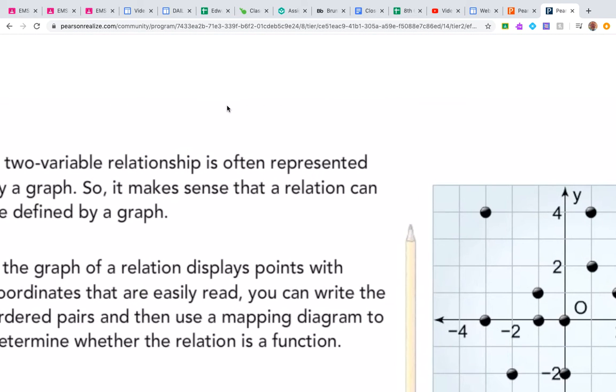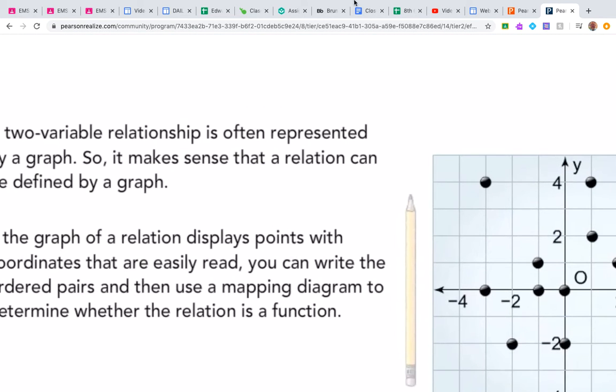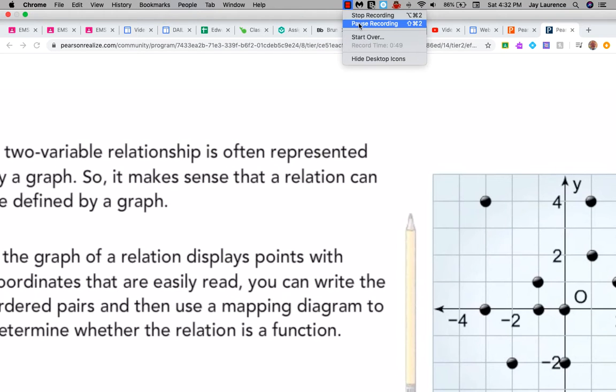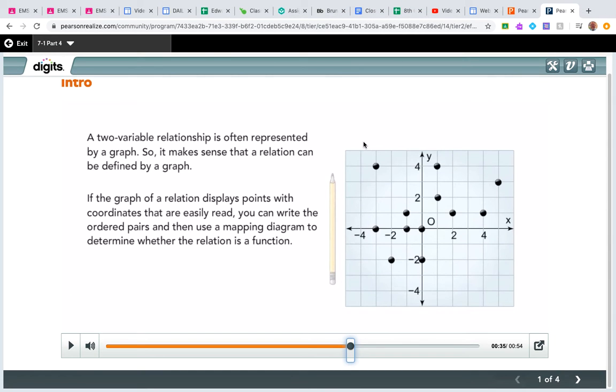But, oops, sorry, I didn't mean to do that. Oh, no, I don't know how to undo it. Let me pause the video as I try to figure it out. All right, I think I figured it out.